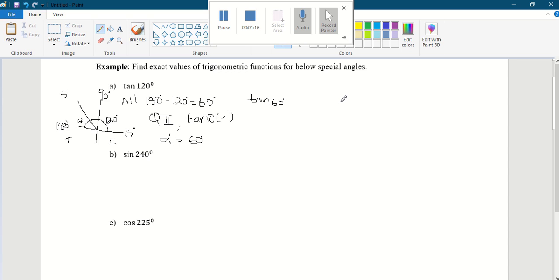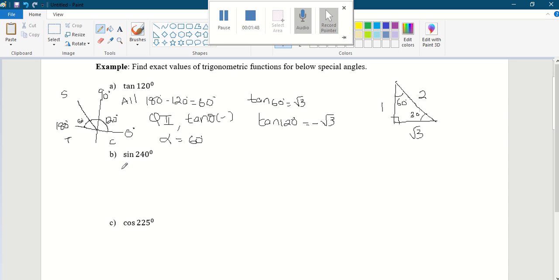That will depend on those special triangles we saw earlier, the one with 60, 30, 90. So let's say this is 60 degrees, this will be root 3. This is 30 degrees, this will be 1, and this will be 2. So tan 60, opposite over adjacent, will be square root of 3. So in our case, tan 120 degrees will have the same value as tan 60, but because it's in the second quadrant, tan is negative, so it will be just negative root 3.